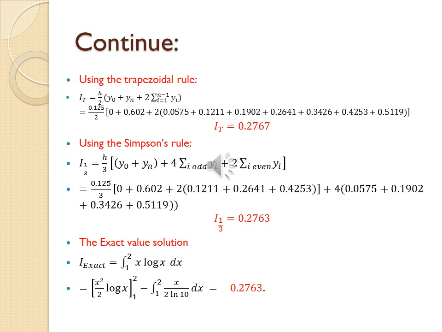If we find the exact solution, integration of x log x, we can integrate it by parts, and we find the result is equal to 0.763. So Simpson's third is more accurate than the trapezoidal integral, because Simpson's third, calculated to 4 decimal places, equals the exact solution.